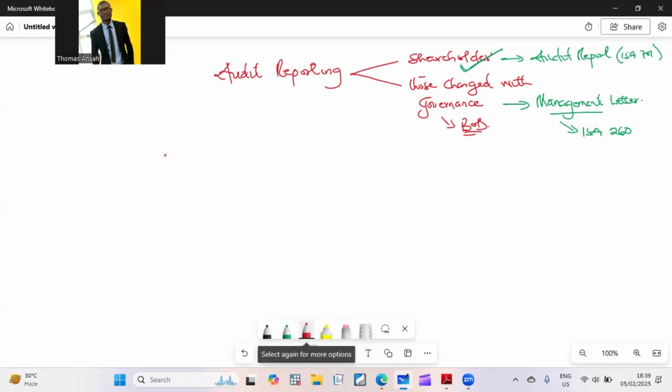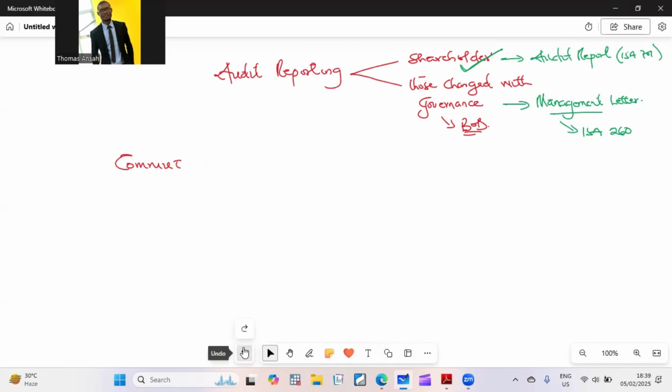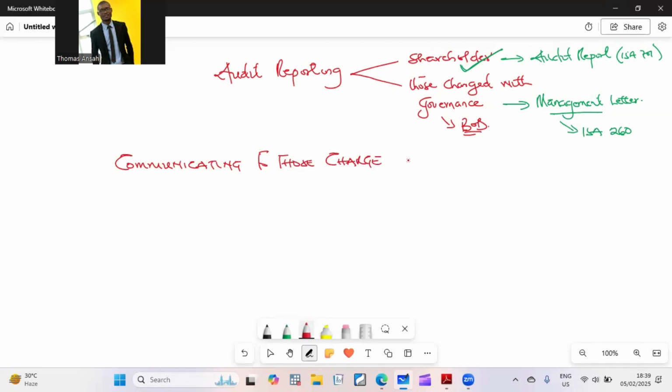So now we are going to talk about communicating to those charged with governance. In the intervention, it is something that we will be doing a lot. I want you to get the understanding so that when we get there, you will see the difference between that and the audit report. So we are talking ISA 260.